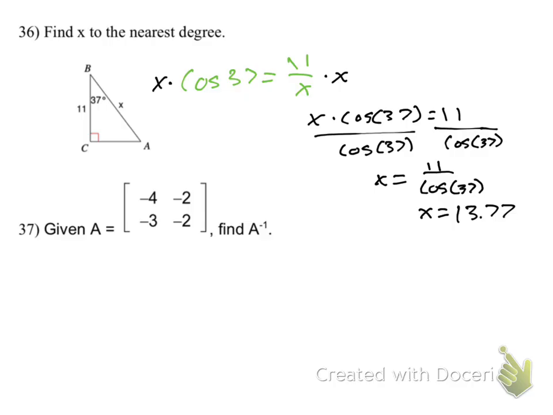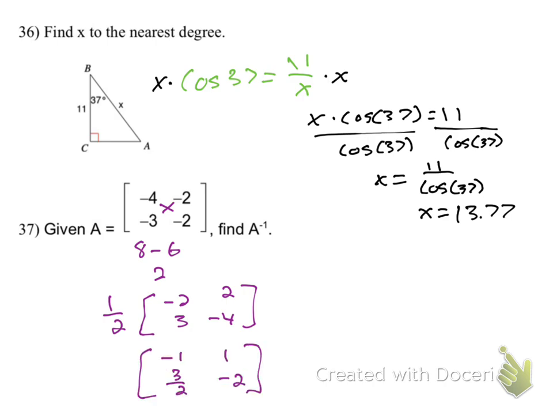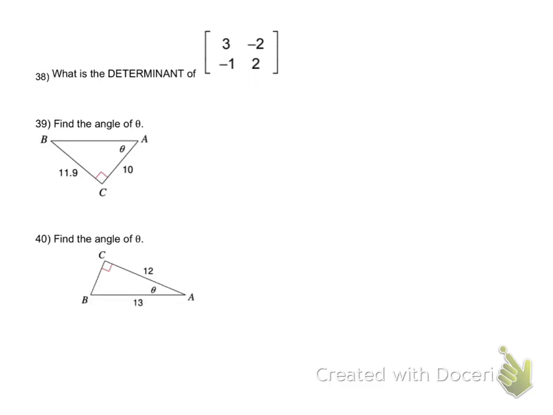All right, so 37, I'm finding the inverse. So first I've got to find the determinant, which is 8 minus 6, which is 2. We do 1 over the determinant. We flip a and d. We multiply b and c by negative 1. Distribute that 1/2. And we got our inverse as -1, 1, 3/2, and -2. The determinant, that'll be 6 minus 2, gives me 4.